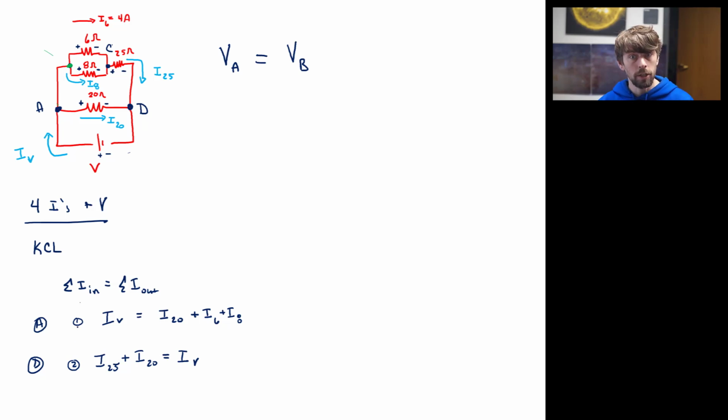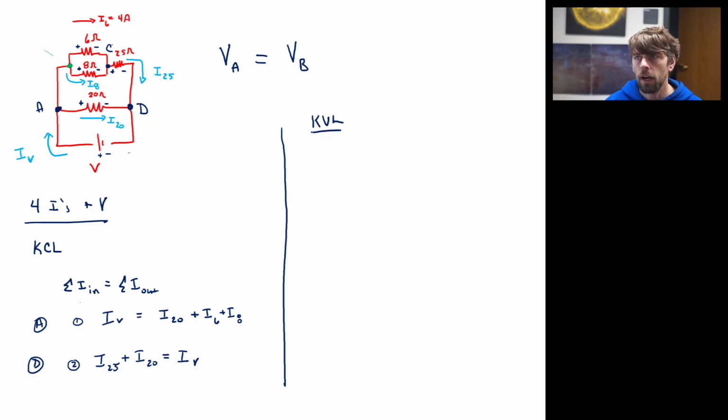Now, because we argued we had 3 junctions, we can use at most 2 of them, and that's all we can do here. So we are stuck now using the loop rule, KVL, for the other three equations. So go ahead. Find a couple loops. Go ahead, write them down. We'll probably choose different ones. That's perfectly fine.